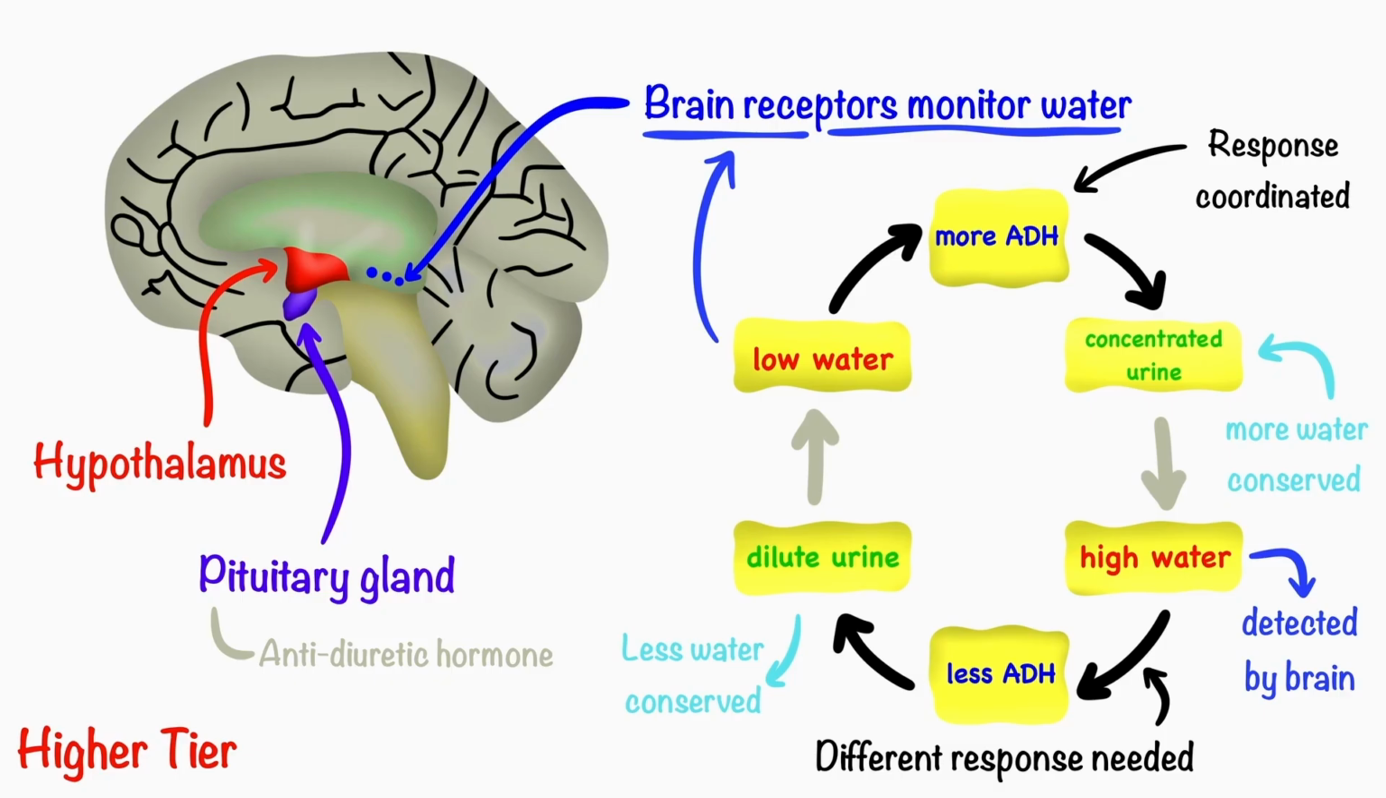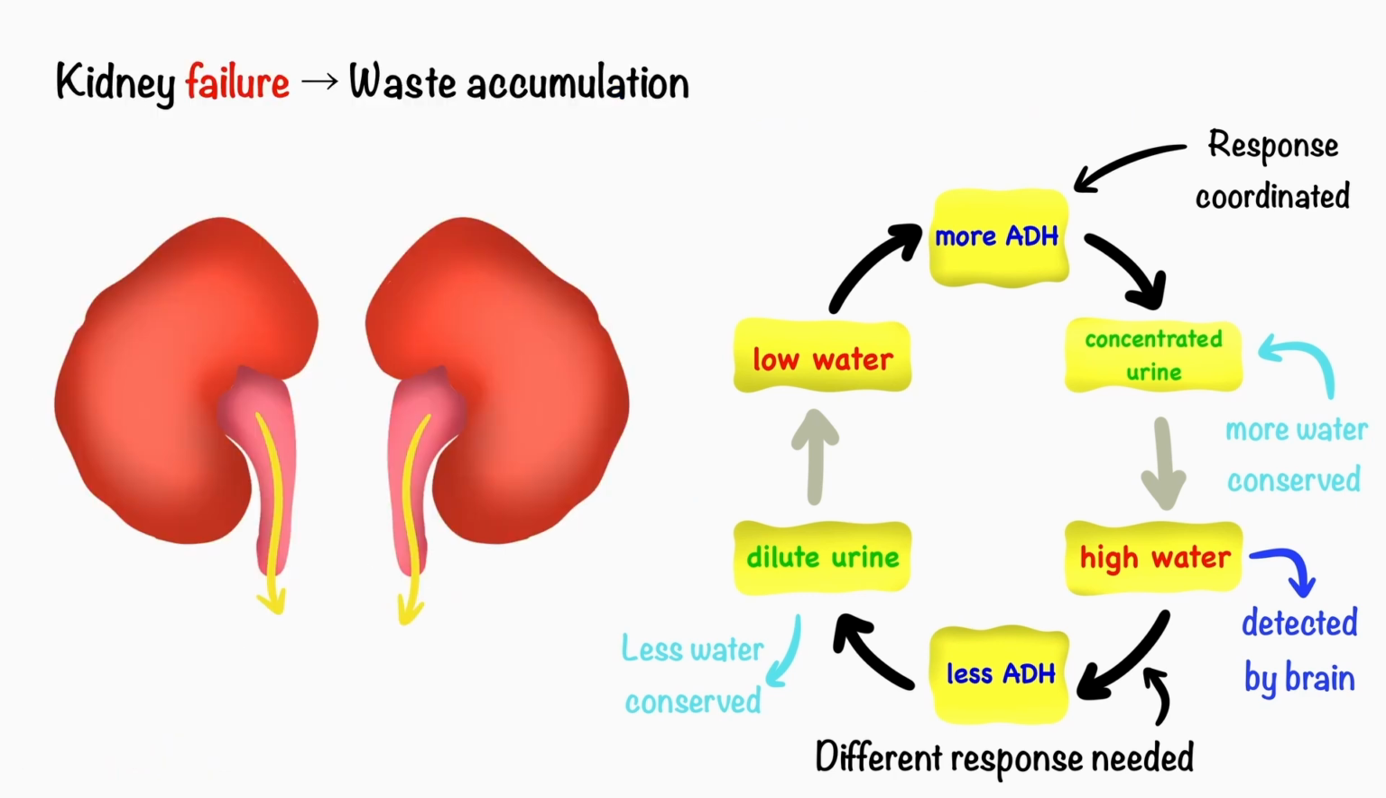This results in a larger volume of more dilute urine, removing the excess water from the body. This precise control mechanism allows our bodies to adapt to varying water intake and environmental conditions while maintaining a stable internal environment. What happens if the kidneys stop working properly?